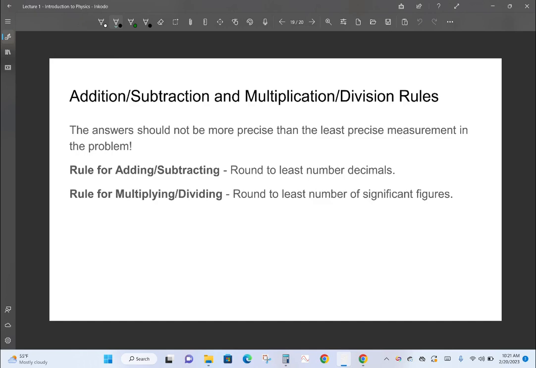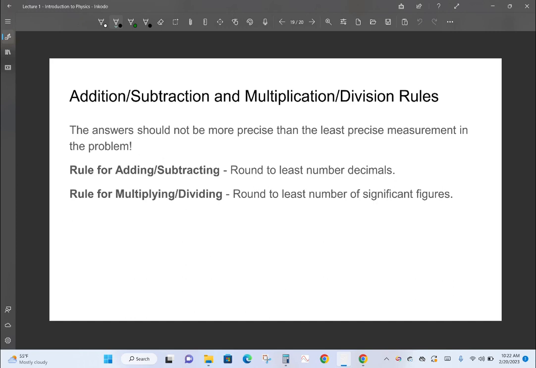And finally, we need to have some rules because in our formulas, we're adding and subtracting and multiplying and dividing. And the rule is that when you're working with measured quantities, the answer should never be more precise than the least precise measurement. So for adding and subtracting, since you add and subtract like things, like you add distances or you subtract distances, they are being measured with similar tools.